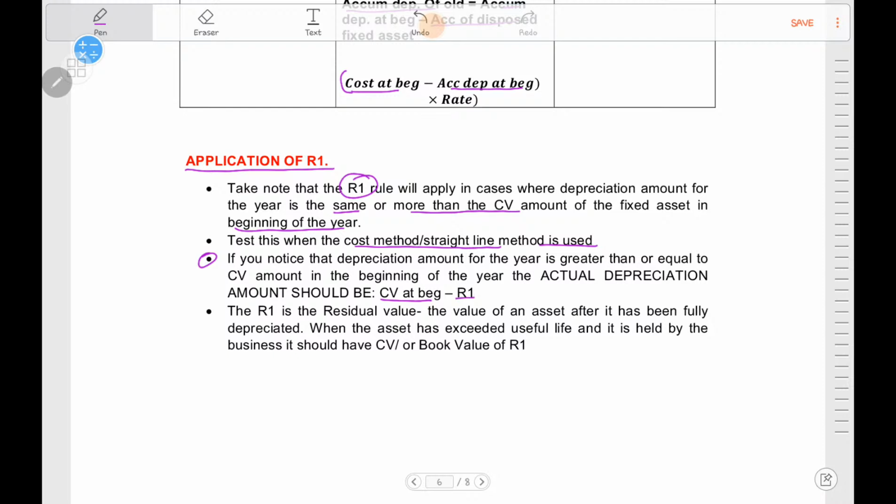The residual value is the value of an asset after it has been fully depreciated. After the asset has outlived its useful life, then since we are holding the asset, we have to assign the carrying value of 1 rand, which is the residual value. When the asset has exceeded its useful life, it is held by the business and it should have a carrying value or a book value of 1 rand. Then that is the theory part.